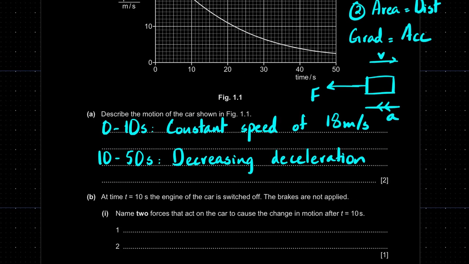Now it tells me to name two forces that act on the car to cause the change in motion. So what are these resistive forces which are going to oppose its motion? One of these is obviously the friction between the tires of the car and the road. And the next one is going to be air resistance.